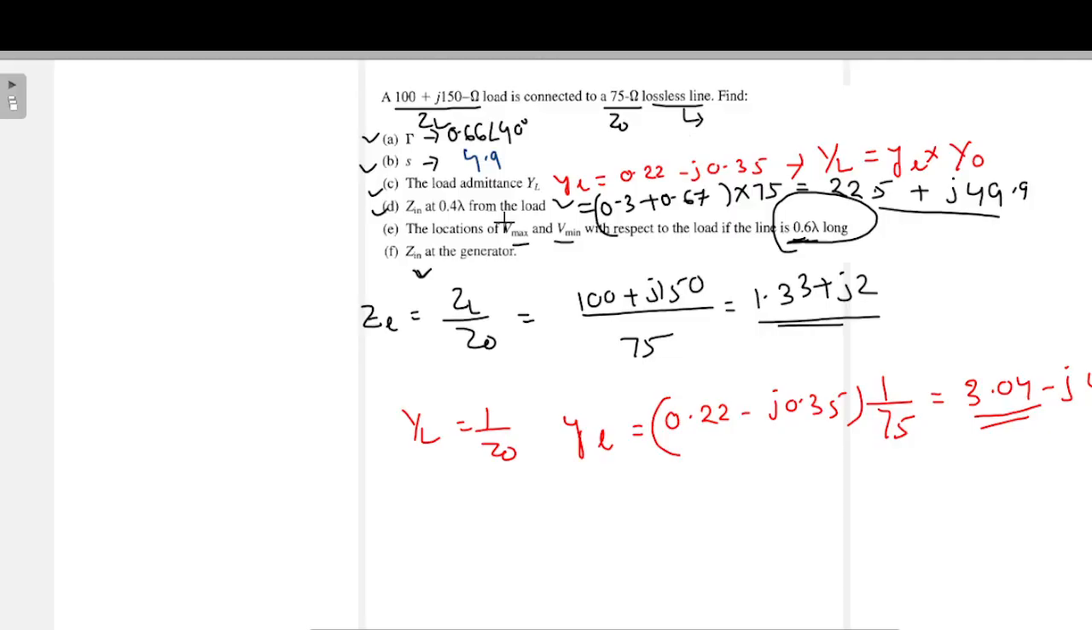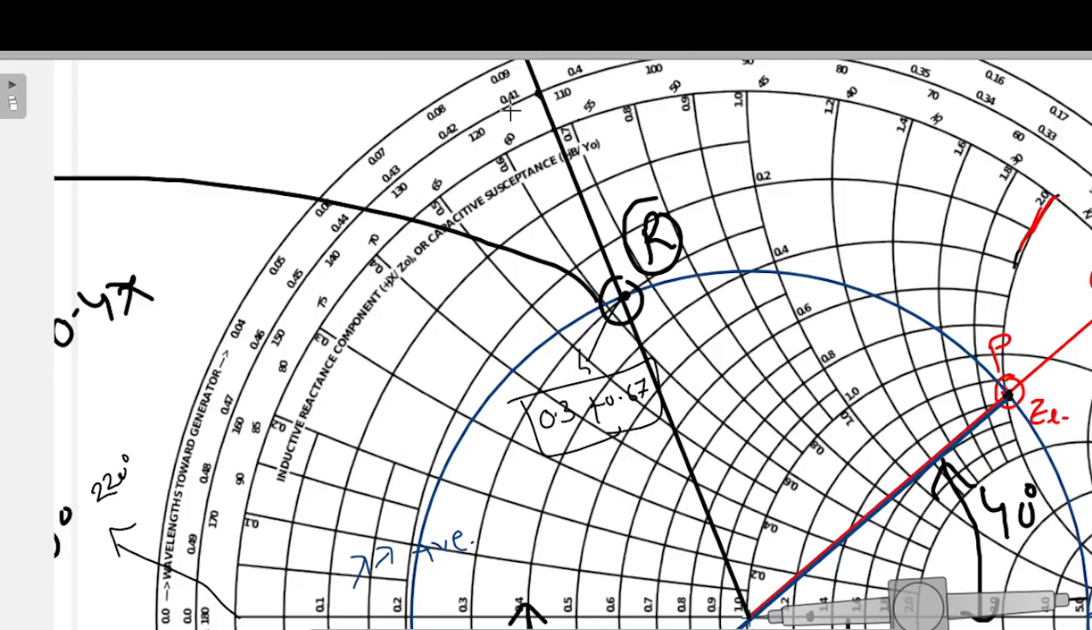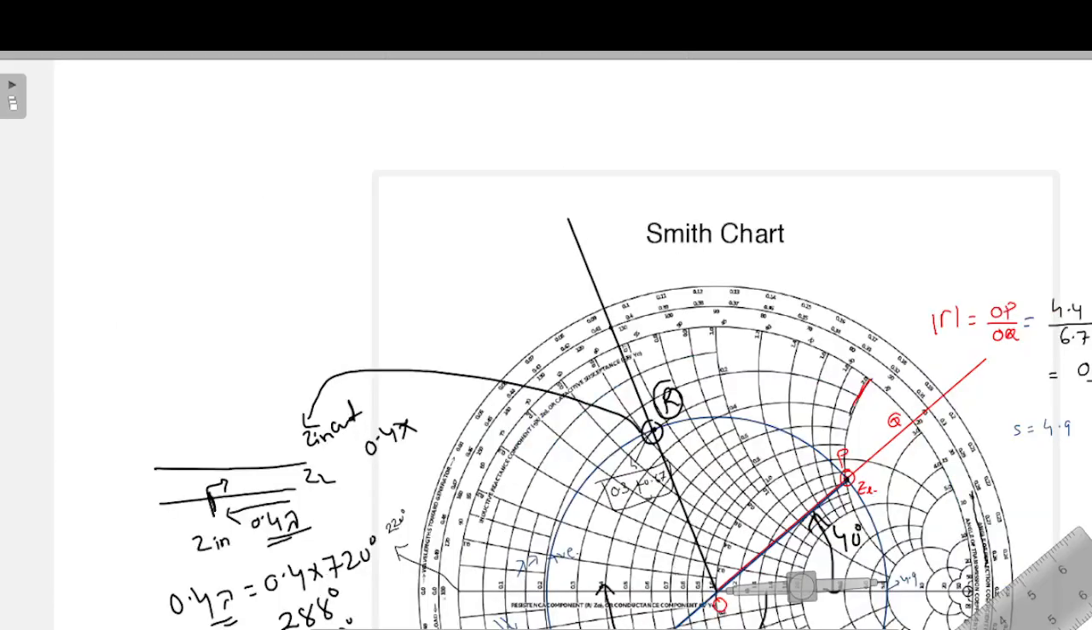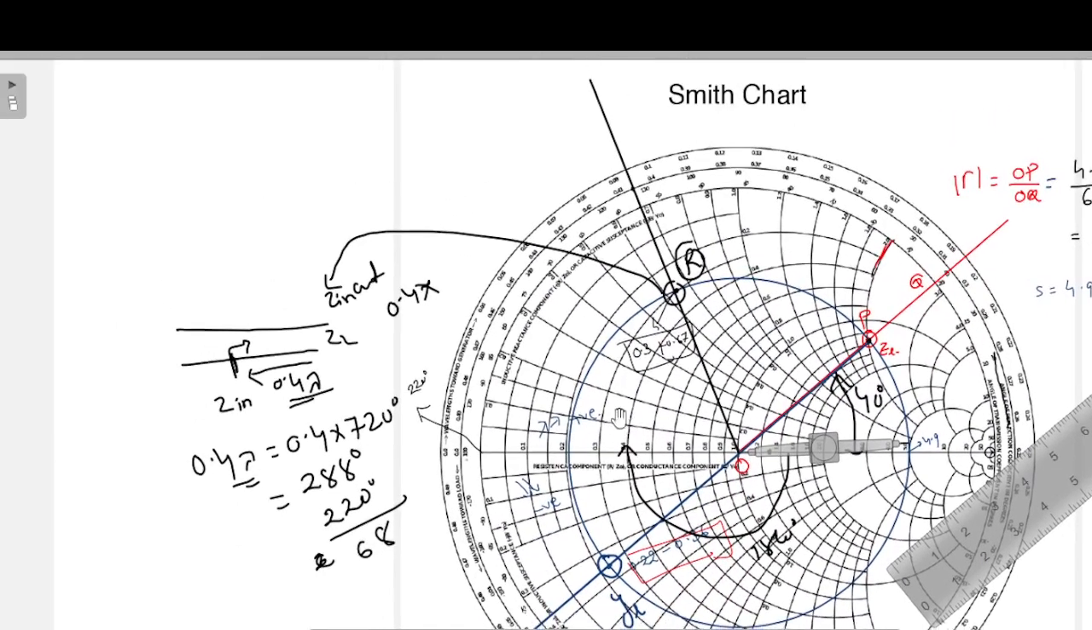So next it is asking what is the location of Vmax and Vminimum point with respect to the load if the load line length is 0.6 lambda. So now let us see what it is asking. It is saying that the total length of the transmission line is given as 0.6 lambda, and it is asking from the load what is the location of the maximum voltage and the minimum voltage.